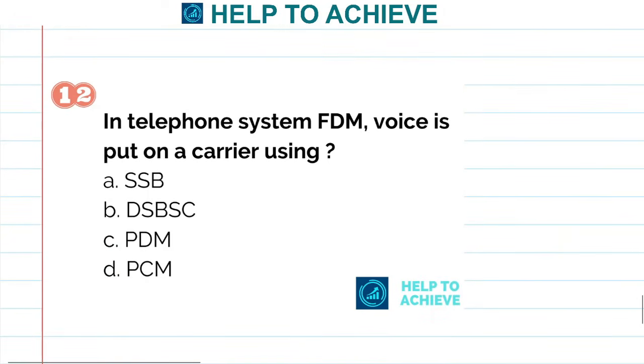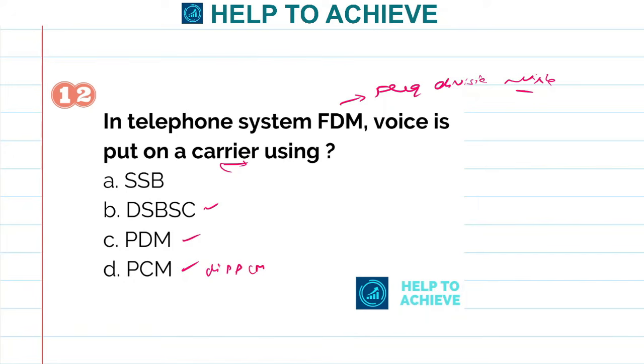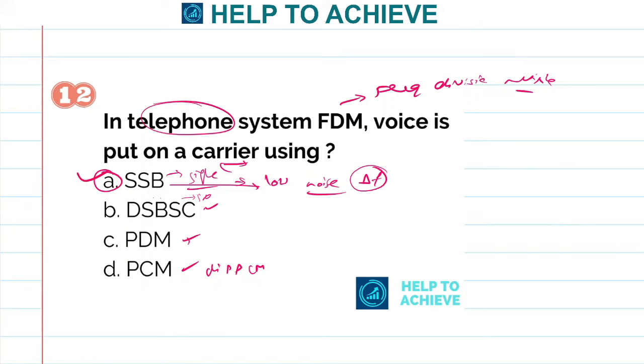In a telephone system, FDM is frequency division multiplexing. So in this case, voice is put on a carrier using which of these modulation techniques? We know that PCM is a digital signal, pulse coded modulation, then double sideband suppressed carrier, and SSB is single sideband. We know from the definition that SSB is the one having low noise, and it also has very little bandwidth. Because of these reasons, SSB is used in the telephone system. So the correct answer is SSB.